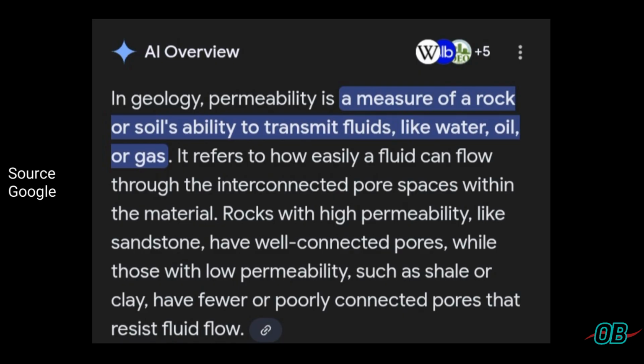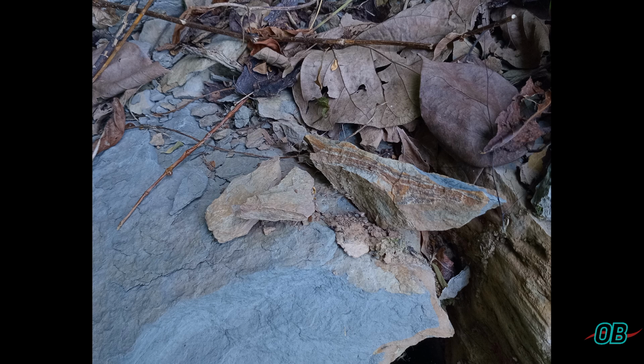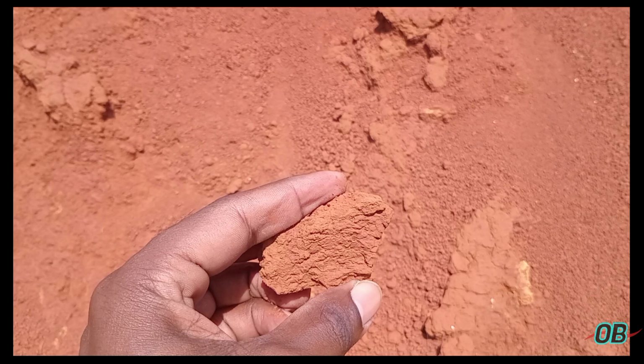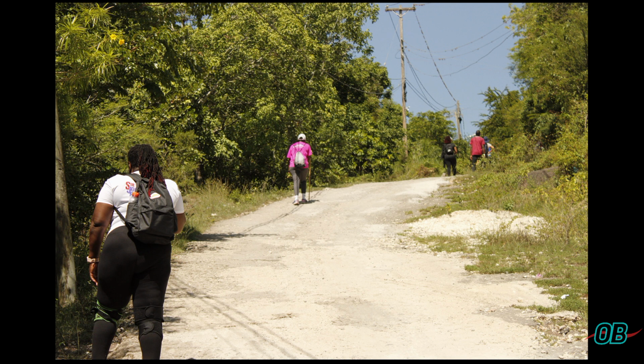Permeability, a measure of the rock or soil's ability to transmit fluid like water. It refers to how easily these fluids can flow through the interconnected pore spaces within the material. An example of a highly permeable geologic material is sandstone, and an example of a geologic material with low permeability is clay.